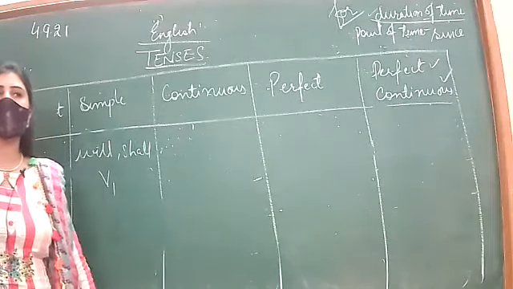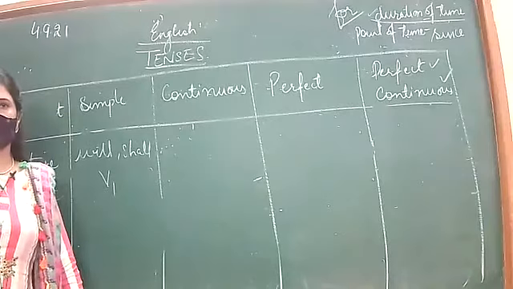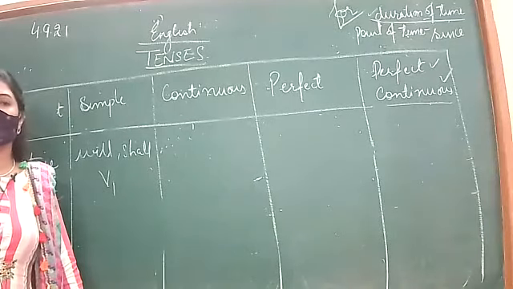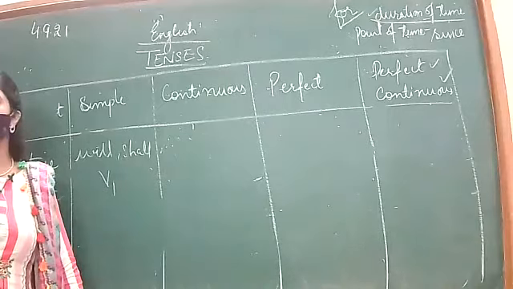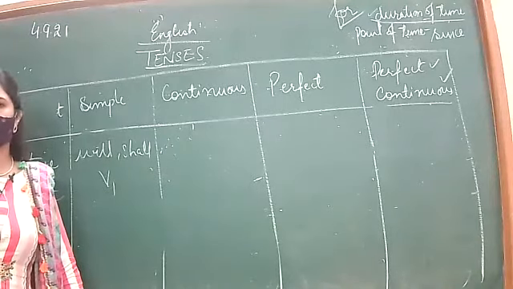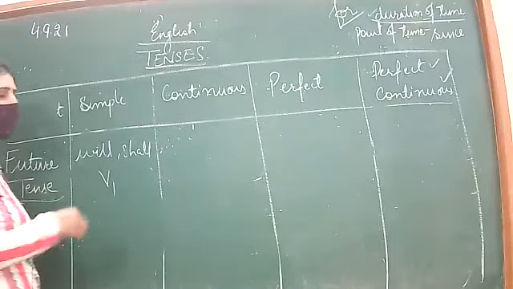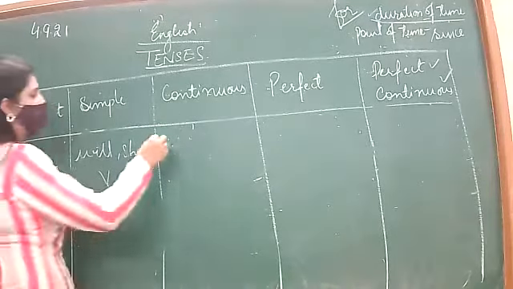Okay, for example, I shall definitely do this. So it means when you are confirmed about the decision, then also with I and we you can use will. Okay, continuous, when the action will be in progress in future tense.